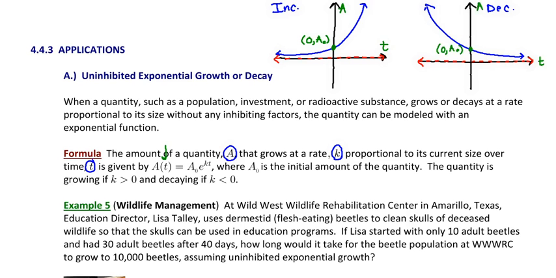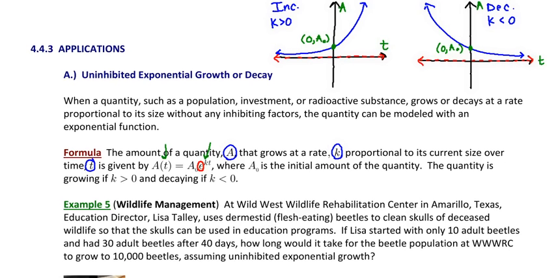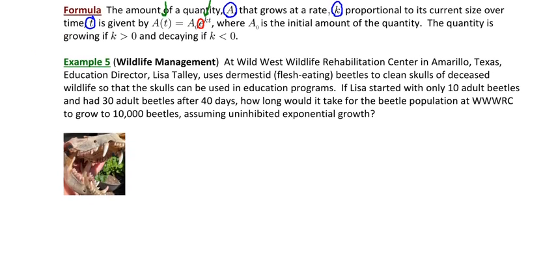Now, k gives us the rate of growth. So if k is positive, we have an increasing population. If we have a negative rate, we have a decreasing population. Also notice that our exponential model is based on the natural base e. So anything that grows relative to that natural base can be modeled with this formula. Let's take a look at a specific example of when this formula would apply.